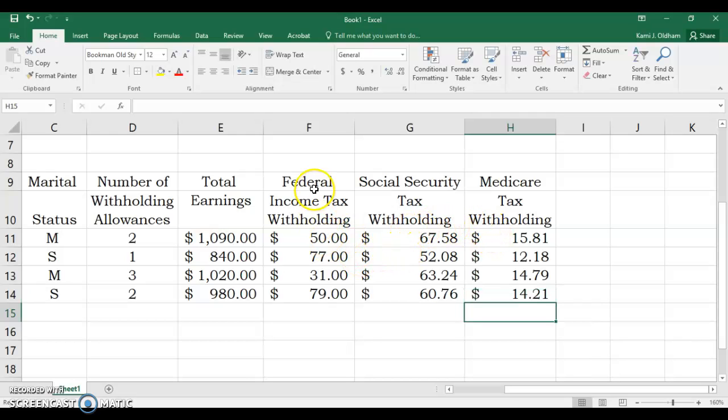Okay, so federal income tax, we're using the tables in the book, and it's based on your W-4 that you filled out and whether you're married or single and have any withholdings. Social Security is 6.2%. Medicare is 1.45%.